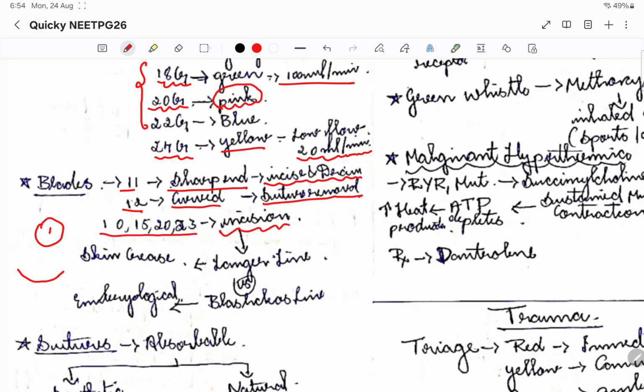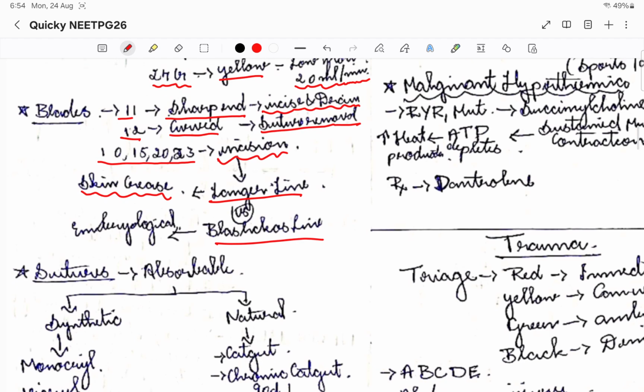Okay, so in incisions, please remember two words, that is Langer's line and Blaschko's line. Okay, what are these two? Please don't confuse Blaschko's line with Langer's line. Langer's line is the skin crease. Along the skin crease only we try to give our incisions, to reduce the scars and for better healing. Whereas Blaschko's line is where the embryological genesis of the skin happens. So this is a different thing. Don't confuse Langer's line with Blaschko's line.